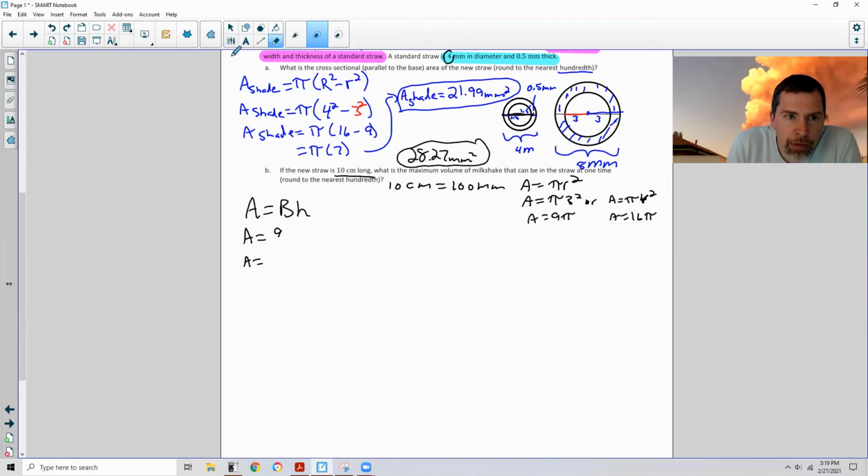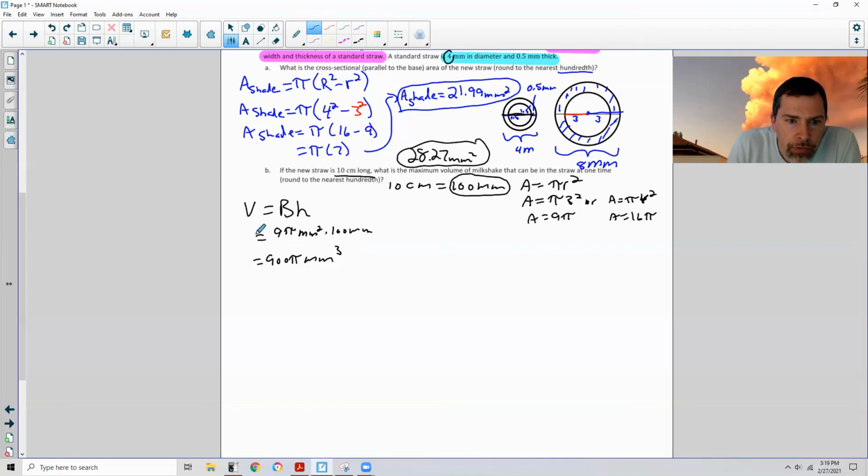I'm thinking height, and I wrote capital H, 9 pi. And the height is 10 centimeters, which is 100 millimeters. Oh, this is pi millimeters squared, by the way. So let me write that: 9 pi millimeters squared times 100 millimeters. And that's going to give me 900 pi millimeters cubed. I apologize, I don't know what I'm thinking. It's volume, volume, volume.